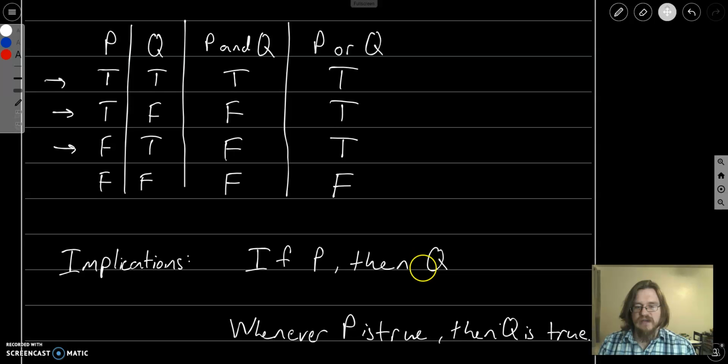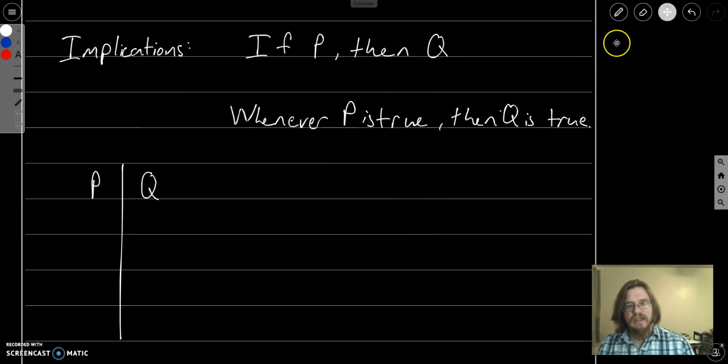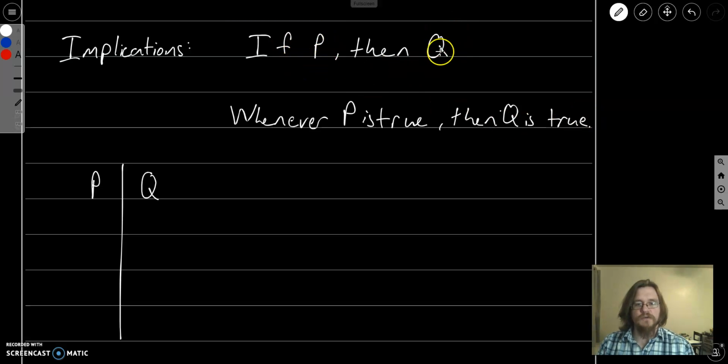One other type of statement is going to be implications. In an implication, we have if P, then Q. Another way to phrase this is whenever P is true, then Q is true. So the time that we would use implications would be when knowledge of something implies knowledge of something else.